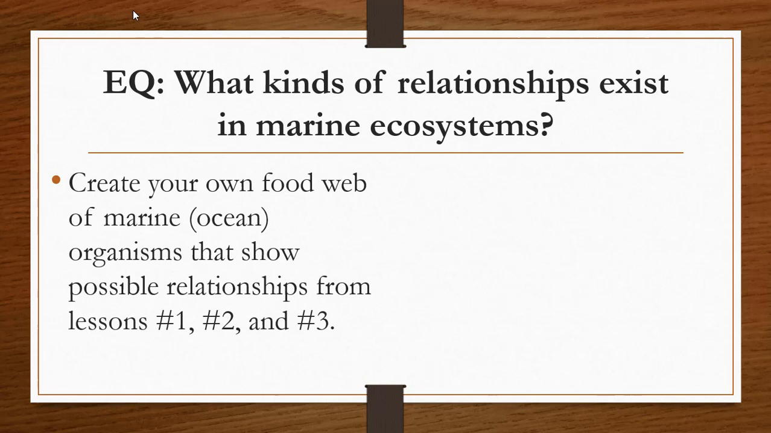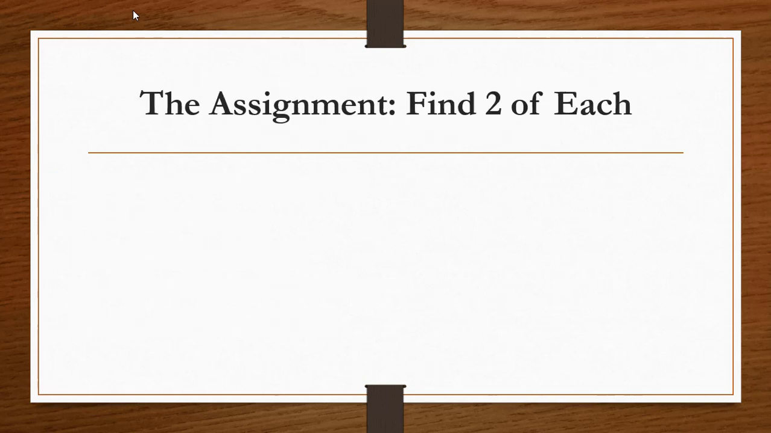So we've talked about biotic and abiotic things that organisms compete over. We've talked about producers, consumers, and decomposers. We've talked about predator and prey, carnivores, herbivores, energy pyramids, food webs, all kinds of things. So now it's your job to put it all together in an ocean ecosystem. So here is your assignment.